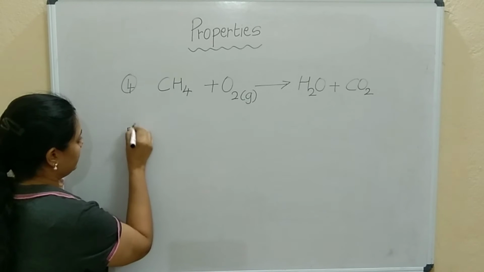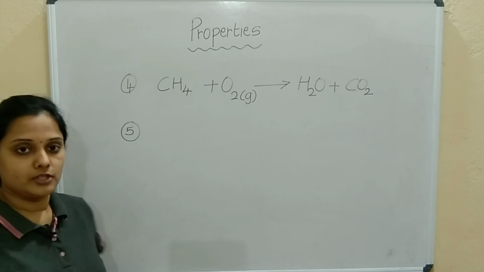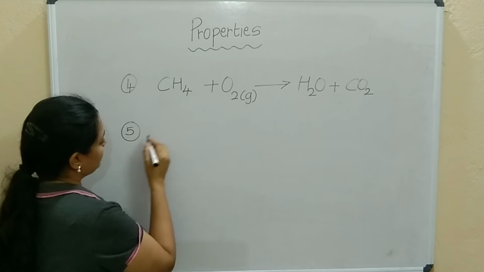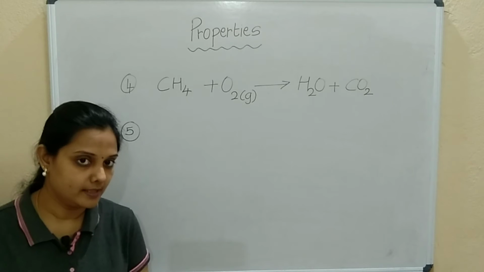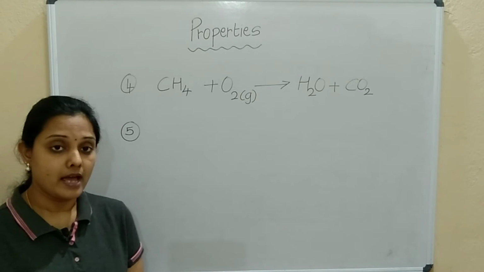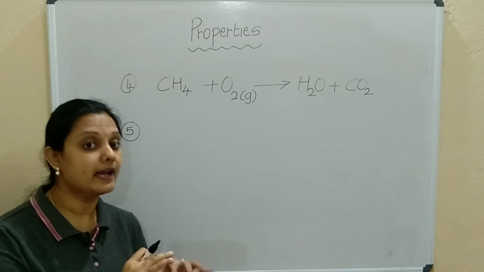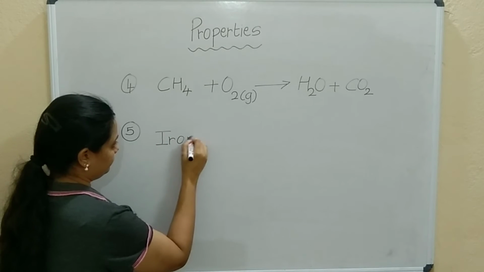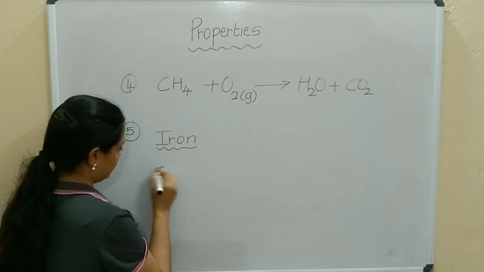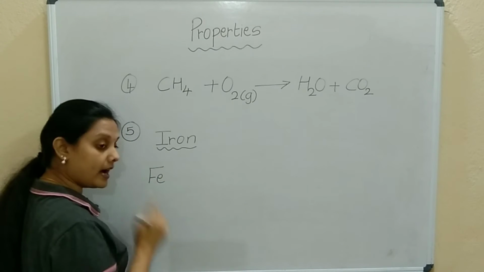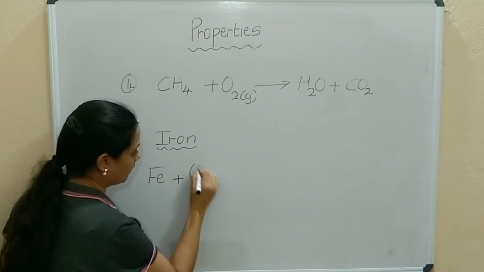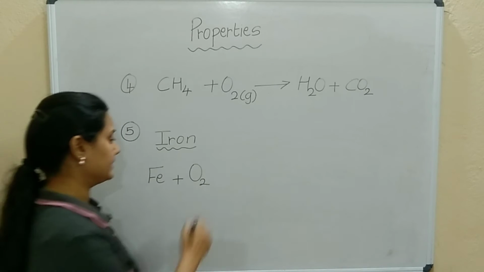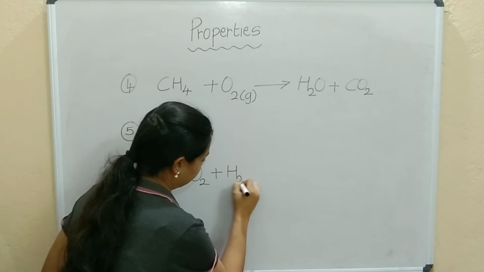The next one, oxygen which is present in the air, it will combine with the moisture present in the air and it will react on the iron substances, right? On the iron substances. So I'll write it as Fe, iron, plus O2, that is oxygen, and the moisture present in the air.